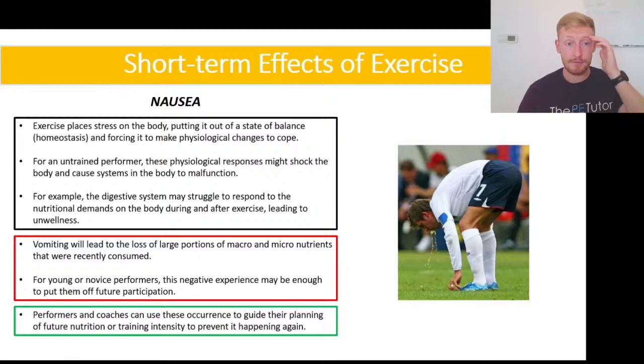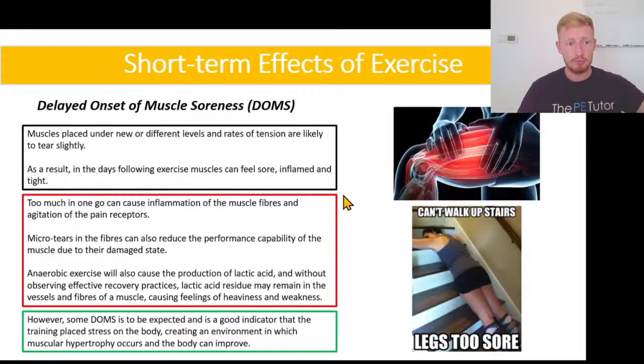But that is that for short-term effects of exercise. We've got nausea, we had DOMS, which we'll come on to now, and we had our fatigue as the first one as well. So last one, we've got DOMS, delayed onset of muscle soreness. Well, first of all, what is it? Well, it's when the muscle feels sore, it feels inflamed, it might feel tight. We don't want to be doing too much the following days after exercise if we've got delayed onset of muscle soreness. I've put this meme here, can't walk upstairs, legs too sore.